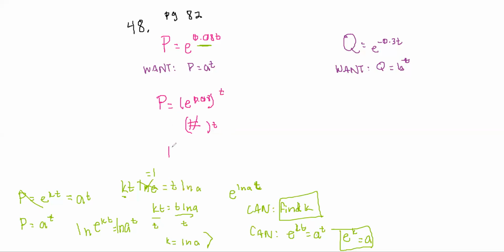Okay, so P is equal to 1.083 to the T. So A is equal to 1.083. And so if we were to take the natural log of A, it should be 0.08. And that's how we can check our answer. So if somebody wants to do that, you can. I'm going to trust that this is right.